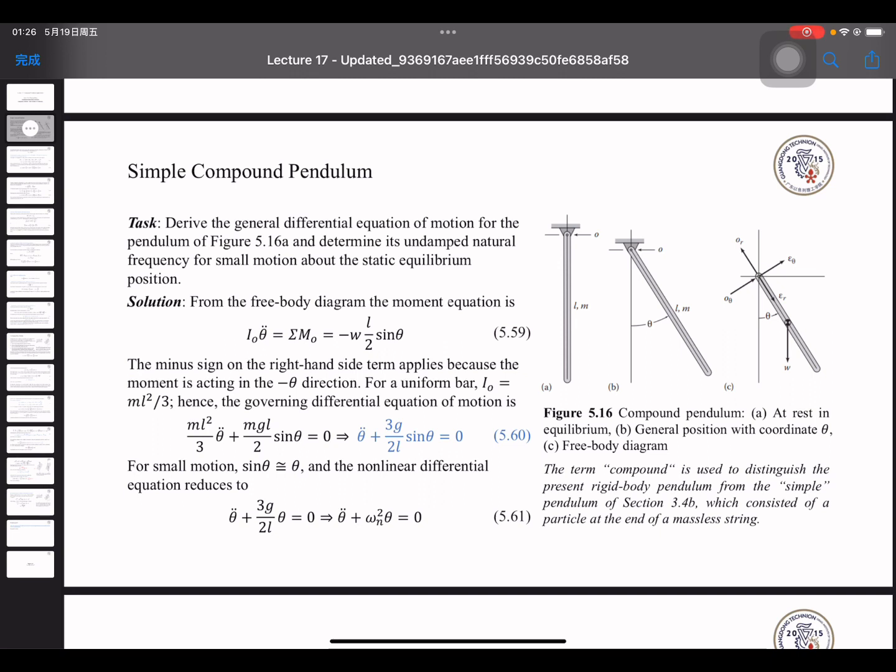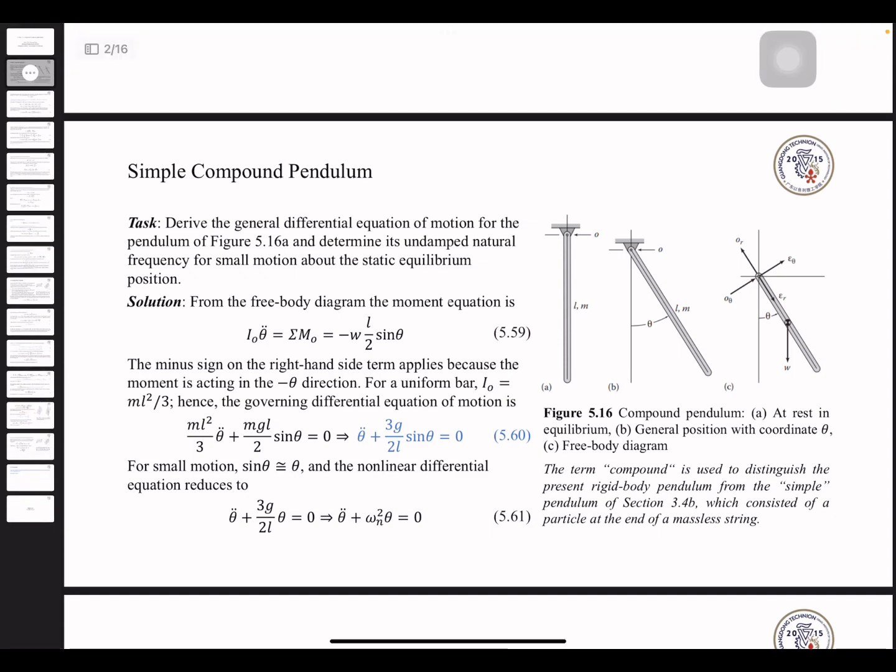For the solution, we use the moment balance equations for the free body diagram. The moment equation is I0 times theta double dot equals the sum of the moments. The moment has a negative sign on the right-hand side because it is acting in the minus theta direction. For a uniform bar, I0 is ml square over 3. Hence, the governing differential equation of motion is ml square over 3 times theta double dot plus mg L over 2 sine theta equals 0. From simplifying, you get theta double dot plus 3g over 2L sine theta.